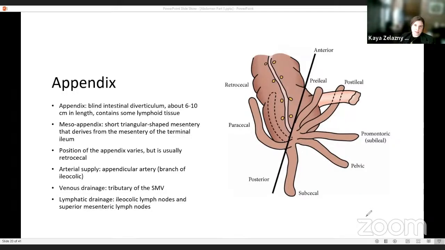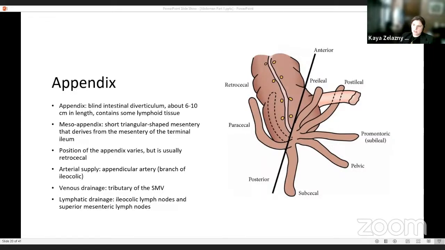We currently don't think that the appendix has any actual real function in people today, although every now and again there are articles coming out about possible functions of the appendix, but we basically think it's a vestige of evolution. It's about 6 to 10 centimeters in length. This will be variable, contains some lymphoid tissue, and you're going to see it in a variety of potential positions. So it does have a mesentery, so it's going to be flexible, it's going to be mobile. And it can be in a number of different positions.